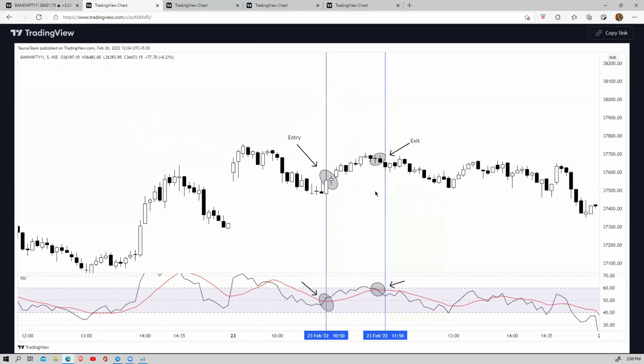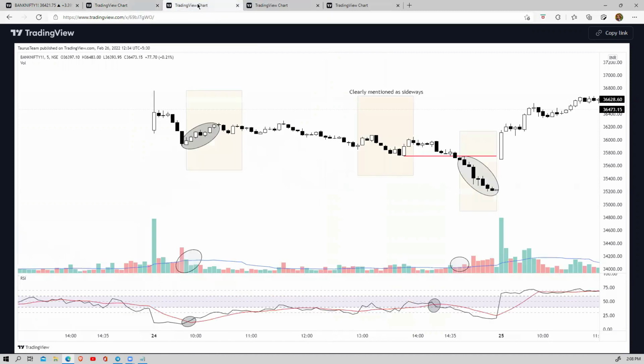Now let's take a trending day. This is a trending day, on Thursday, the 24th. You can see a very huge gap down on Thursday in Bank Nifty. Yet the first bar has gone and tested the support zone that I have given in the channel.